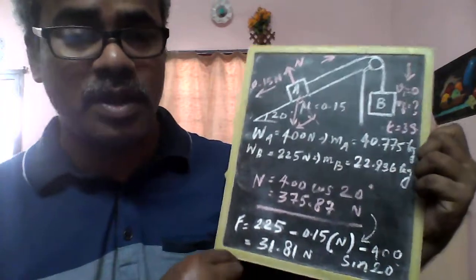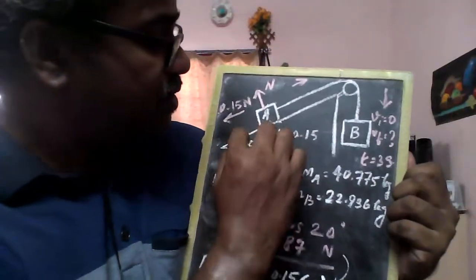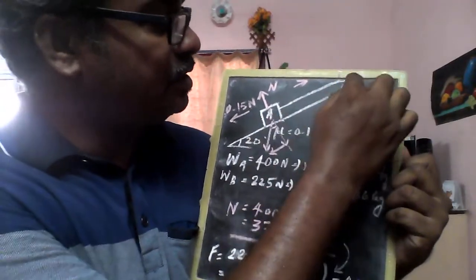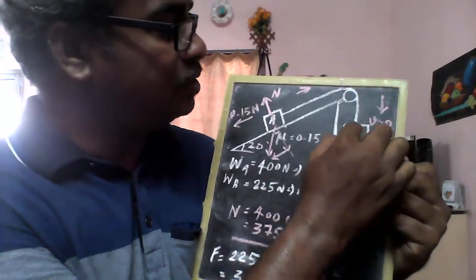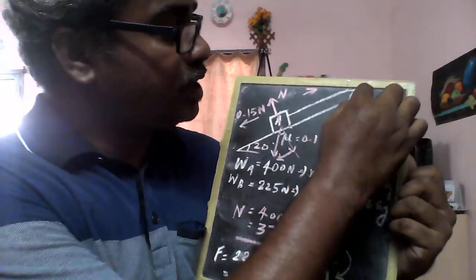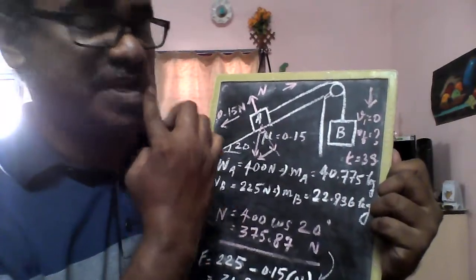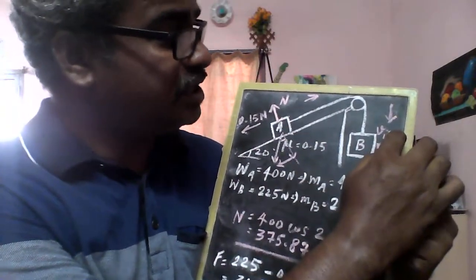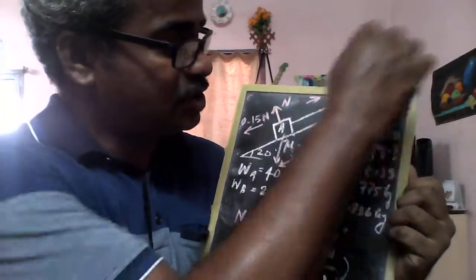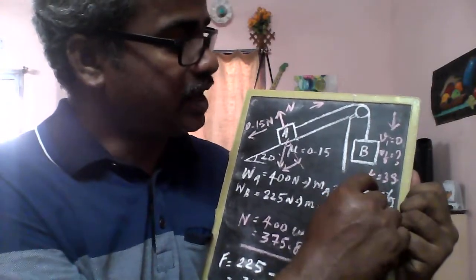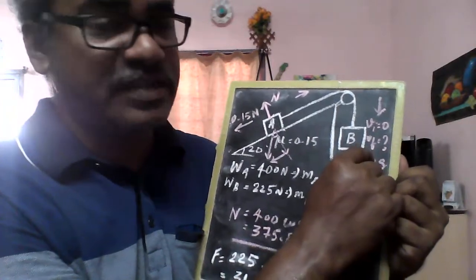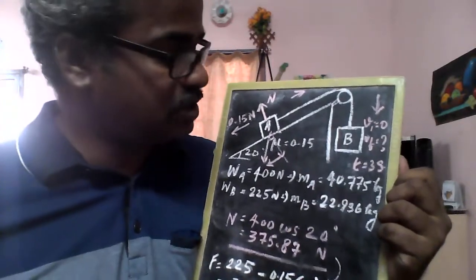We will take a problem. In this problem, you can see a body A on a slope, and body B is hanging through a frictionless pulley. Initially the body is at rest and it starts moving upward. After t equal to 3 seconds, what is the final velocity? That is asked in this problem.